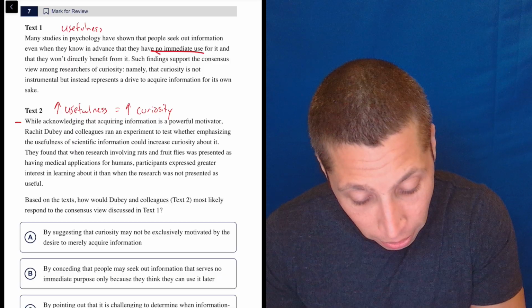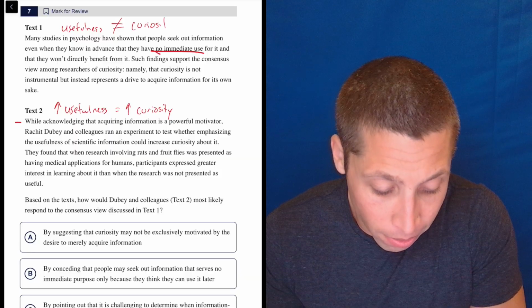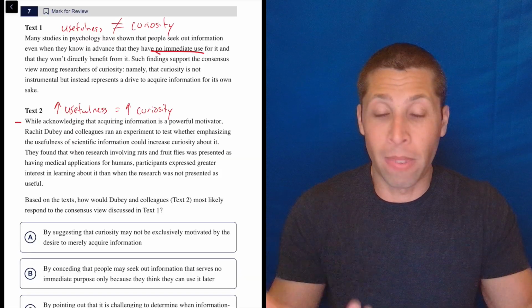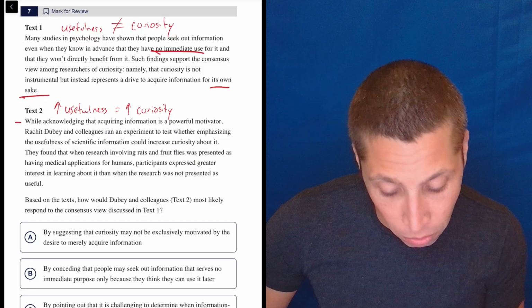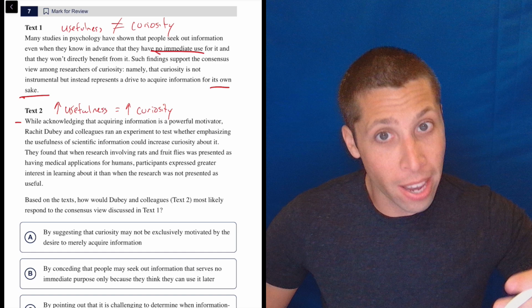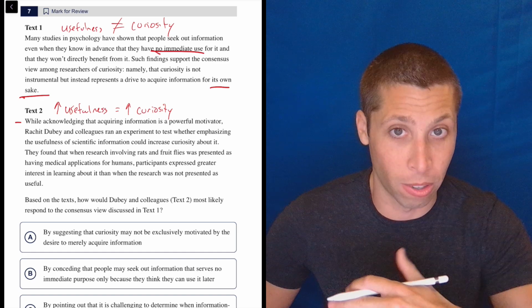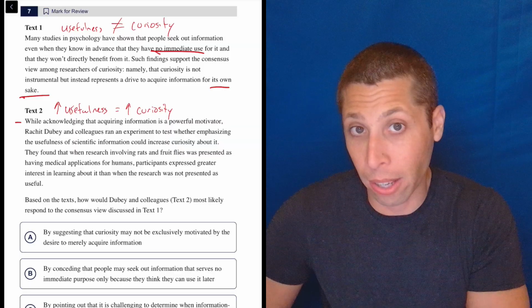Let's keep it to math here. Usefulness does not matter for curiosity, right? People are just curious. They want to learn things for its own sake, right? So that means just for the sake of learning more things. And there's lots of places here where they're saying that the usefulness is not important. So these people clearly disagree. So what would text 2 say to text 1?